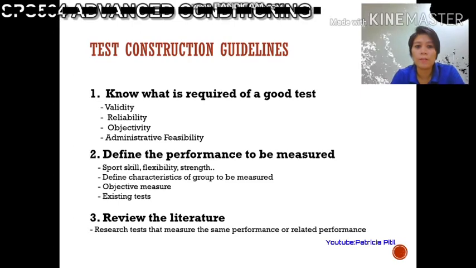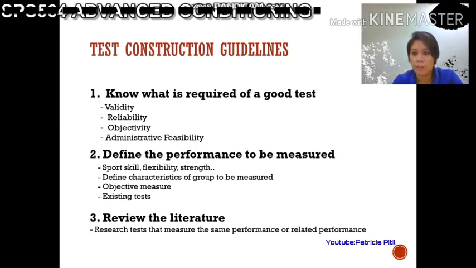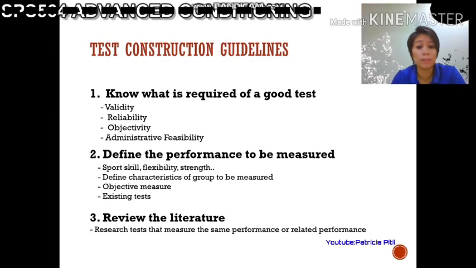All right, first you have to know what is required of a good test. Remember my previous video and also previous notes, I have indicated what the criteria of a good test are. Refer back to those notes. And the second one, define the performance to be measured. If you are measuring speed, you have to know what test is involved in measuring speed or flexibility or strength. And then you have to define the characteristics of the groups to be measured, because if you are measuring different target participants, you should use different tests.